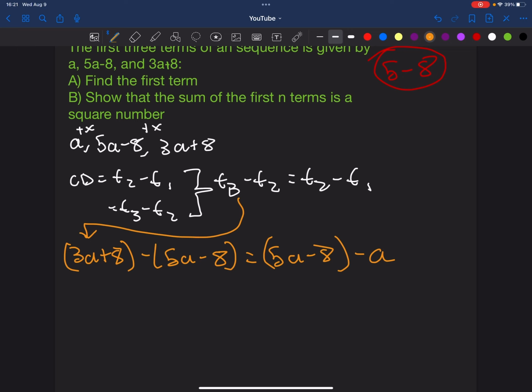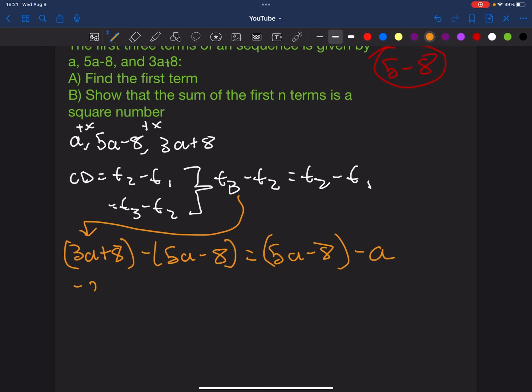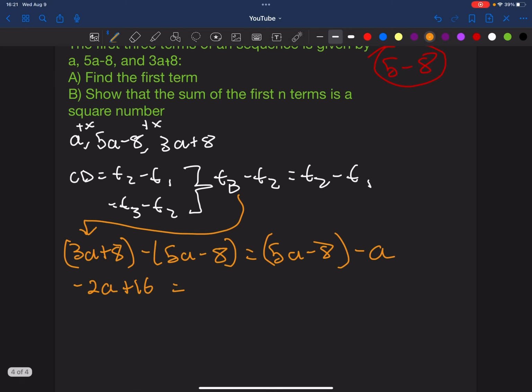So 3a minus 5a is minus 2a. Then 8 plus 8 is plus 16. And then 5a minus a is 4a, and then minus 8. Okay? Let's group all the a's on one side. So it's going to be 24 is equal to 6a. And then when we divide 6 on both sides, we're left with a is equal to 4.